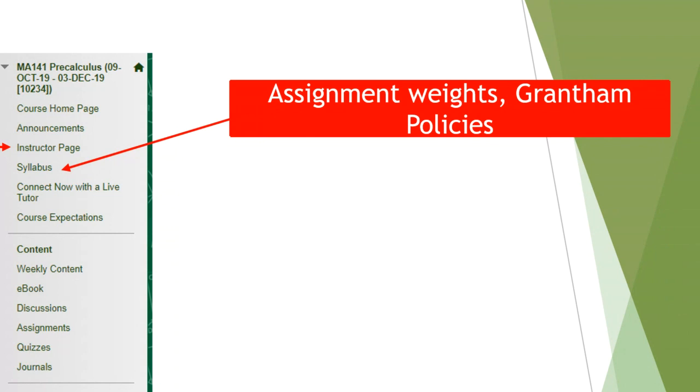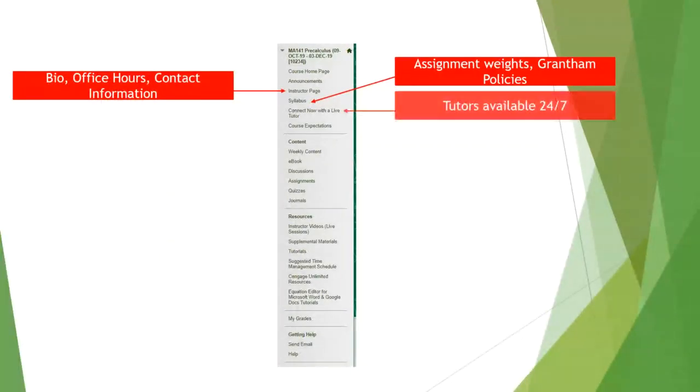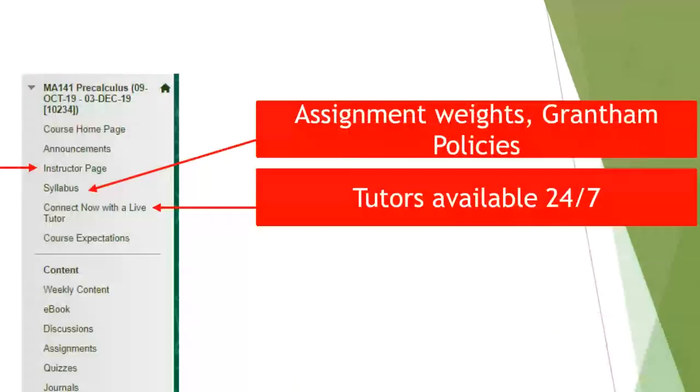But I do recommend just scrolling through the syllabus so you have an idea of what's going on. Also in the syllabus, they tell you the expected time it's going to take you each week. So that's something helpful to take a look at to help you plan your schedule and when you're going to be working on classes. So next is the Connect Now with a Live Tutor link. So we have tutors that are available 24/7. They're through tutor.com. You get 4 hours a month, but you can request more time when you run out. Tutor.com is great if you have specific questions.